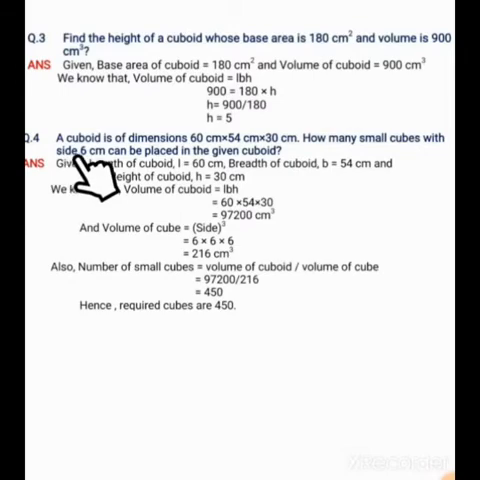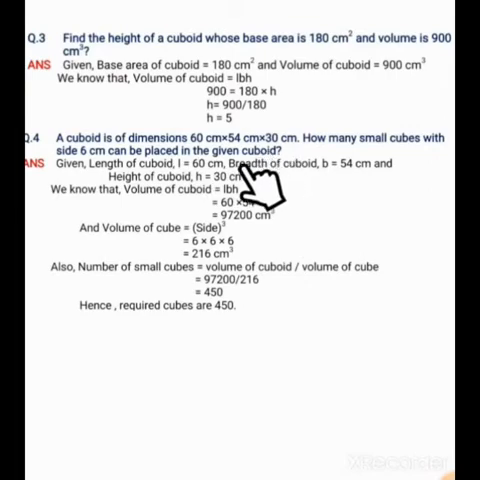Now, the next question, number 4. A cuboid is of dimension 60 centimeters length, 50 centimeters breadth and 30 centimeters height. So how many small cubes with side 6 centimeters can be placed in the given cuboid?